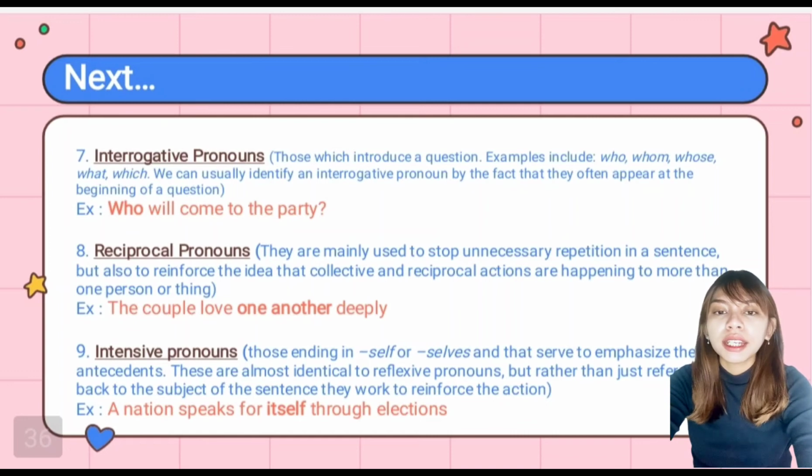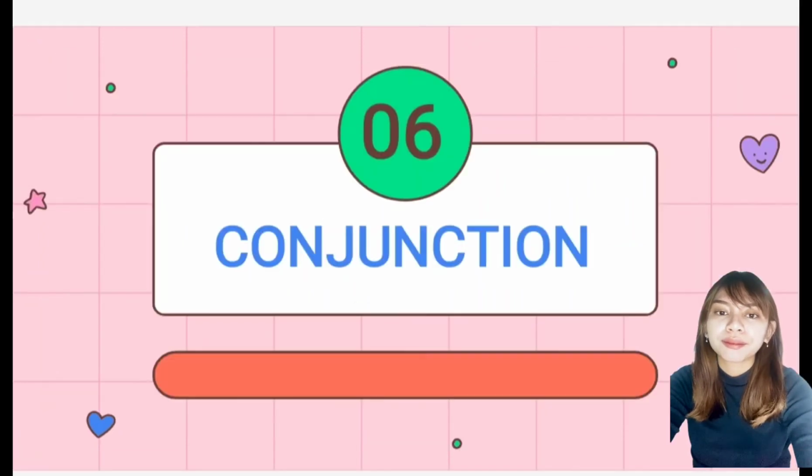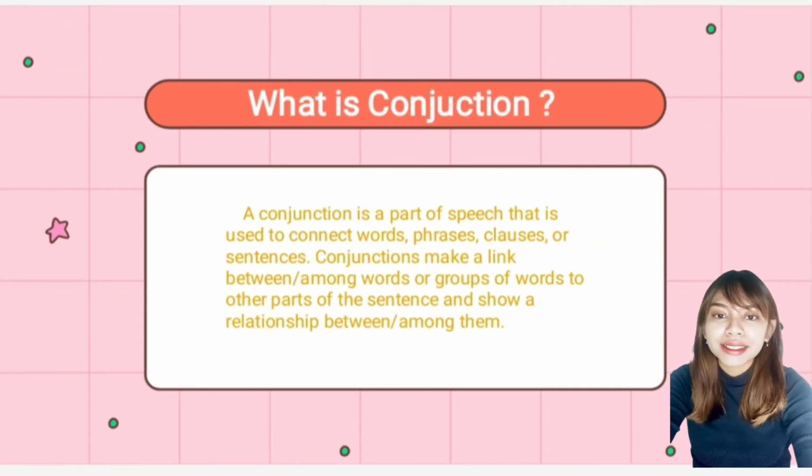Okay, it is enough about pronouns, and next I will move to conjunction. So what is conjunction? A conjunction is a part of speech that is used to connect words, phrases, clauses, or sentences. And conjunctions make a link between or among words or groups of words to other parts of the sentence and show a relationship between them.